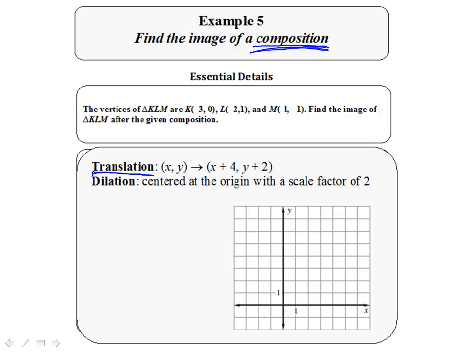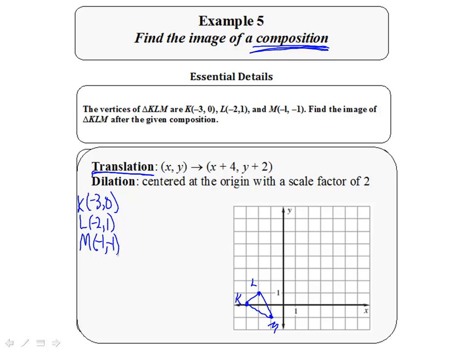So I'm going to first actually graph my original triangle. K is (-3, 0), so (-3, 0) is right here, that's K. L is (-2, 1), so (-2, 1) is right here, there's L. And M is (-1, -1). Here's M. So here's my shape. I'm actually going to write this out over here. K is (-3, 0). L is (-2, 1). And M is (-1, -1).